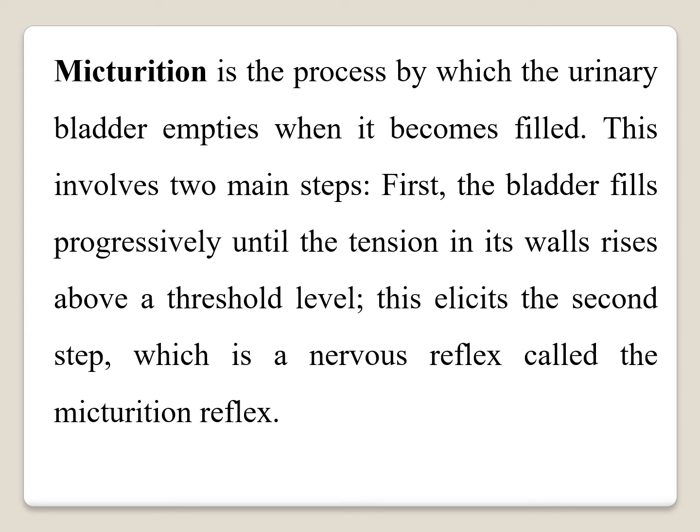Micturition. What is micturition? It is the process by which the urinary bladder empties when it becomes filled. This involves two main steps. First of all, the bladder fills progressively until the tension in its wall rises above the threshold level. This elicits the second step, which is the nervous reflex called the micturition reflex.